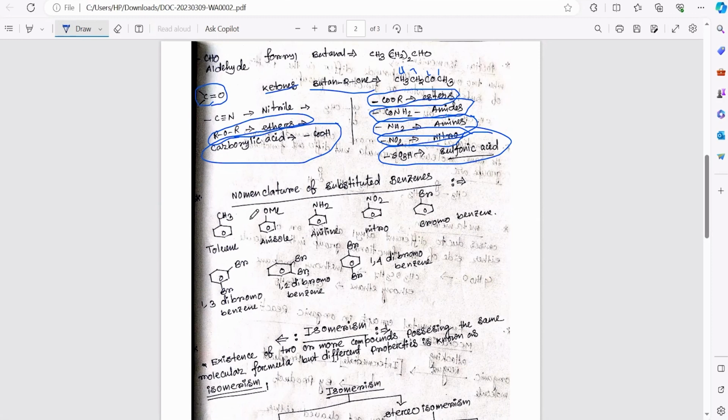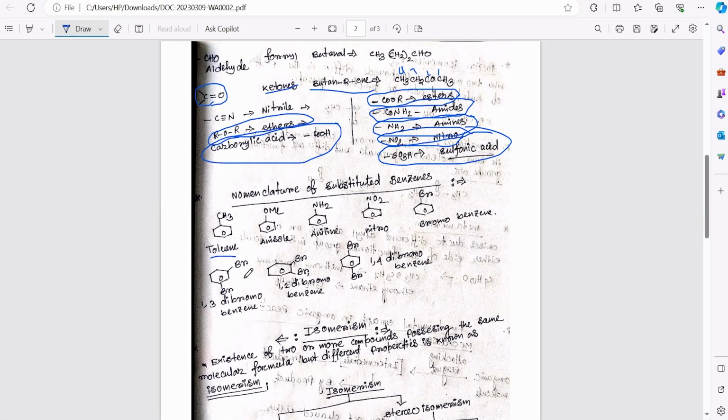Now, if the simple benzene ring contains different kinds of functional groups, how do we distinguish them, and how do we give a nomenclature for that kind of molecule? So now we'll start from the simple toluene molecule, CH3. This is a benzene ring, that means toluene. Here OMe is anisole, benzene ring with NH2 is aniline, and benzene ring with NO2, a nitro group, is nitrobenzene.